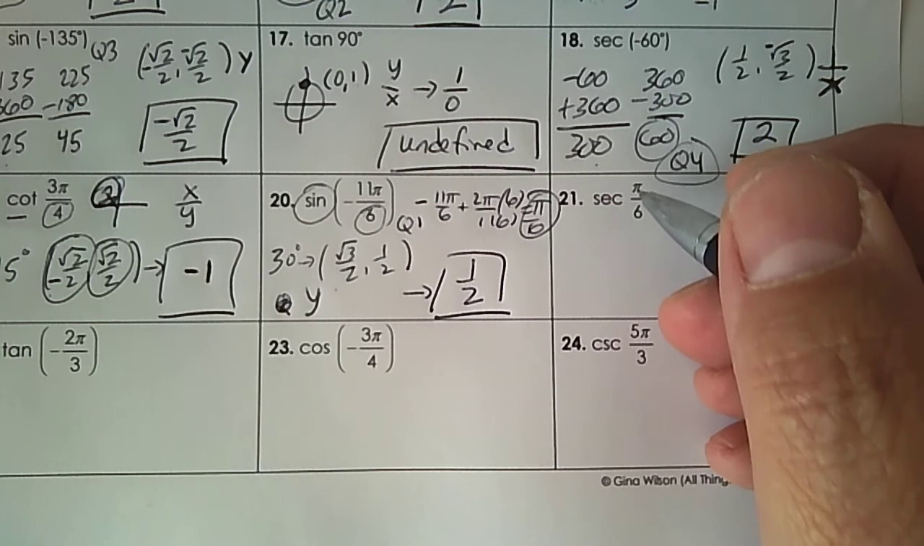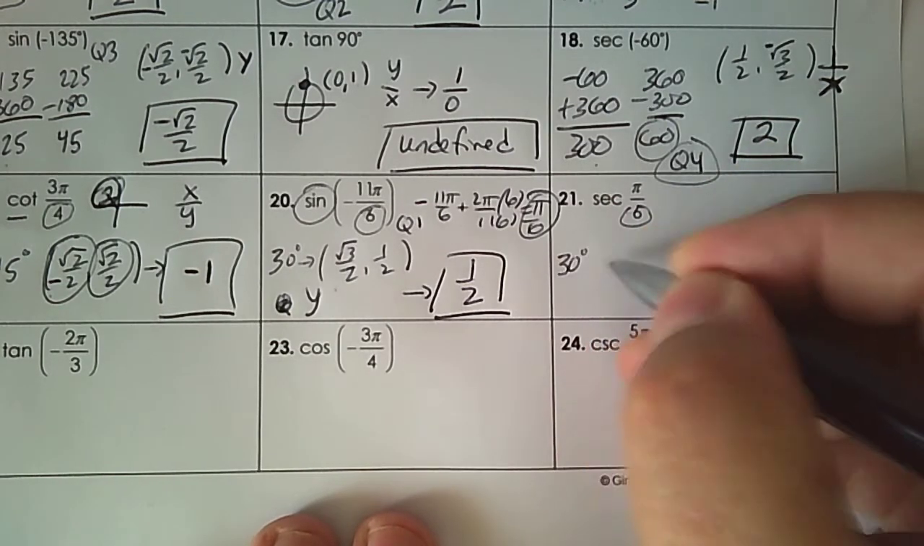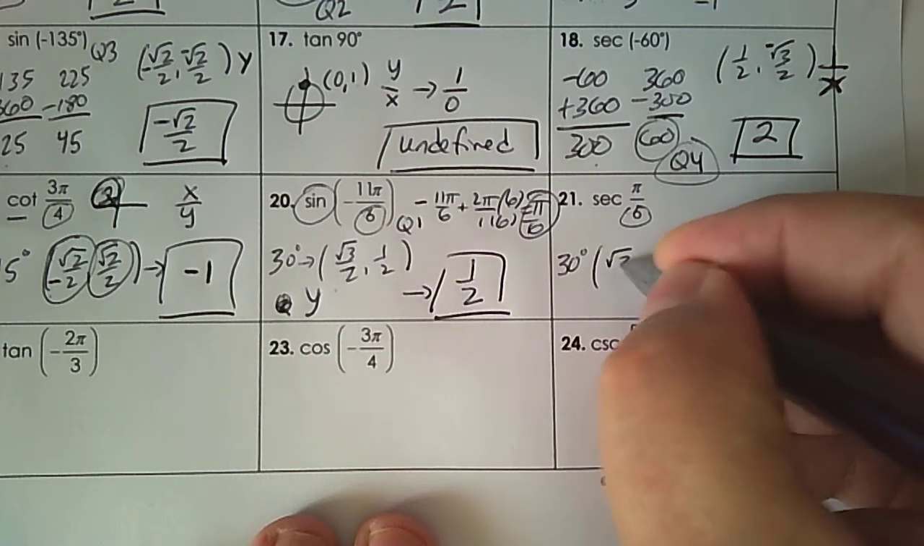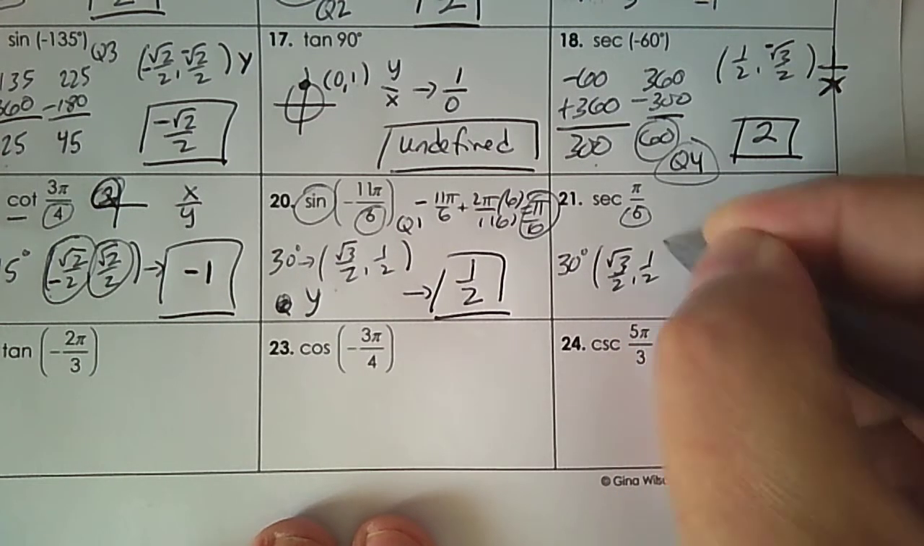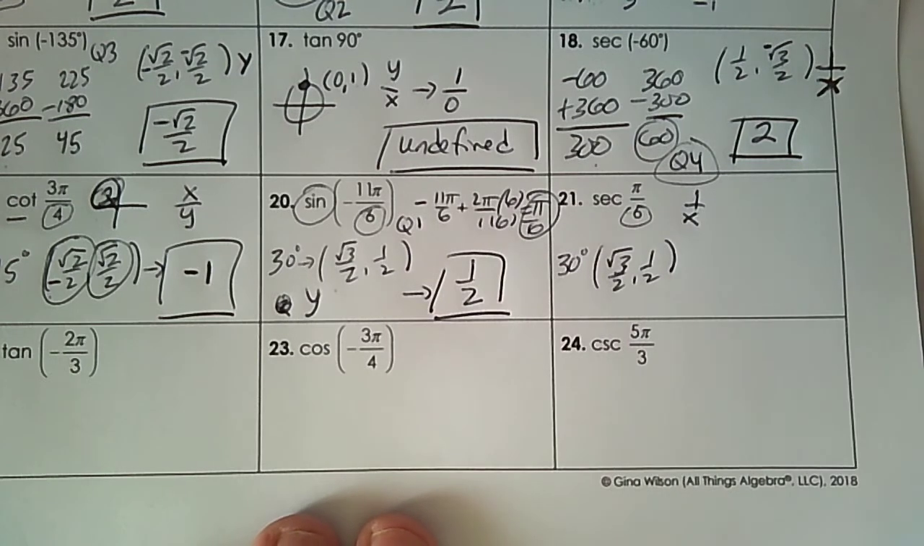21. Secant pi over 6. So the first thing I noticed, the denominator is 6, so it's a 30-degree reference angle. That's root 3 over 2 and 1/2. Secant's the reciprocal of the x coordinate.